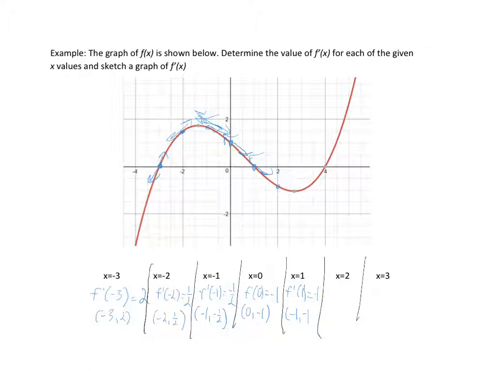At 2, still negative, but not as steep. So f prime of 2, I'm going to guess that's about -1/2. So 2, -1/2. Oh, I just realized I made a mistake here. This point would be +1, -1, right? Okay, and for f prime of 3, when we get to 3, notice that we're turning back to the positive values again. It's increasing again. So I'm going to guess f prime of 3 is about 1/2.